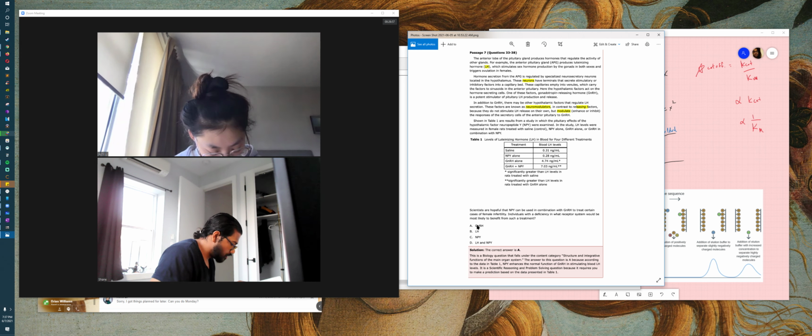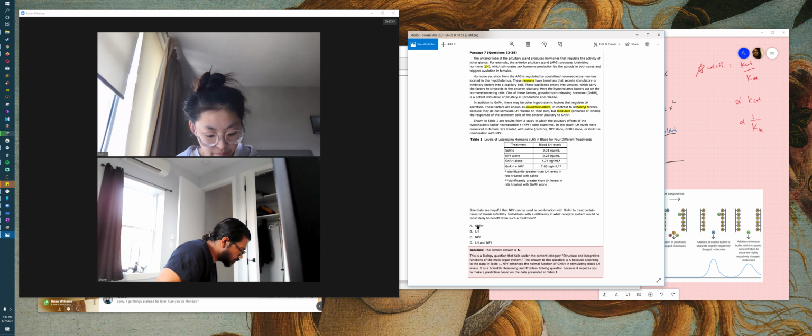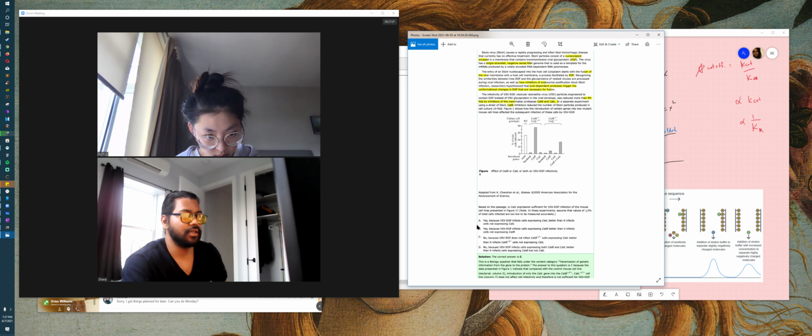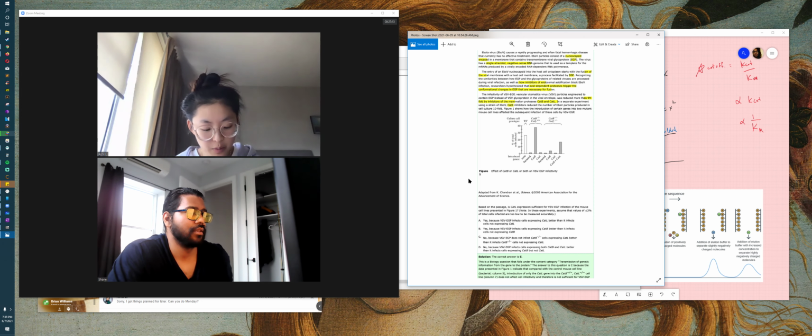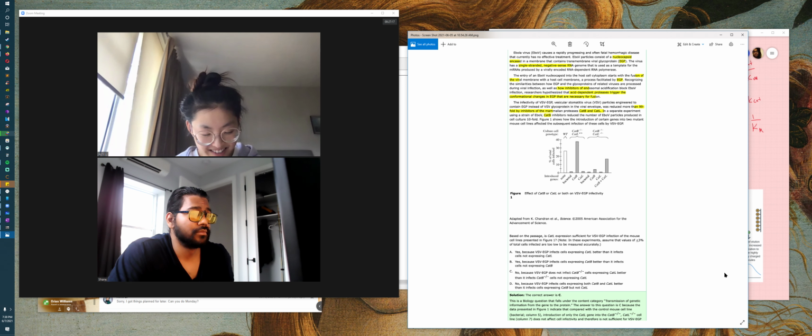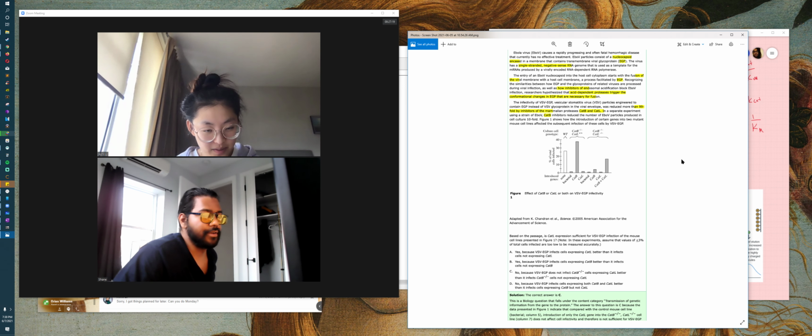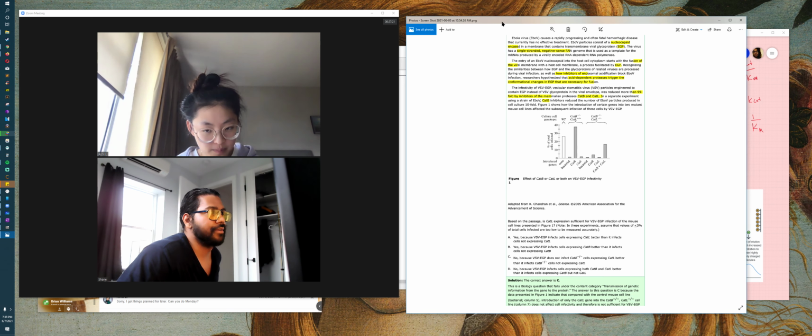Let's see what's next. Ebola virus. The next passage is primarily a figure that I'm not sure how to interpret. That's the hard stuff when it comes to the BB section, interpreting figures.